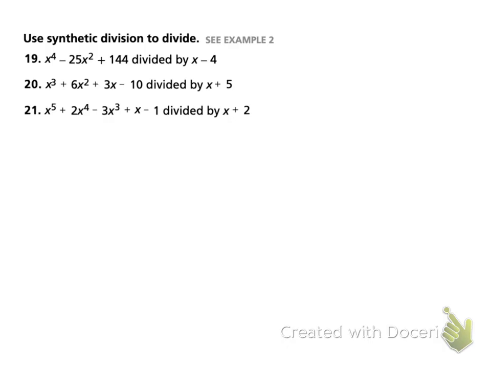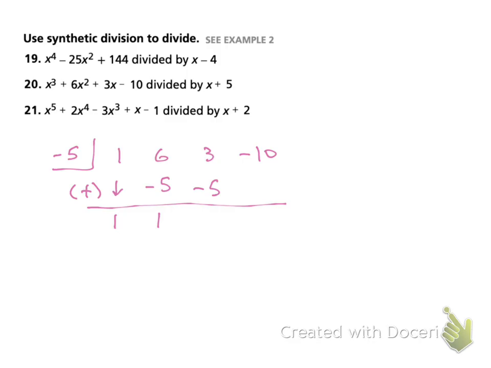Number 20, I would have negative 5, then 1, 6, 3, negative 10, always addition. Bring down the 1, negative 5 times 1 is negative 5, 6 plus negative 5 is 1. Negative 5 times 1 is negative 5, 3 plus negative 5 is negative 2. Negative 5 times negative 2 gives me a positive 10. Remainder of 0 again. So my answer here is x squared plus x minus 2.